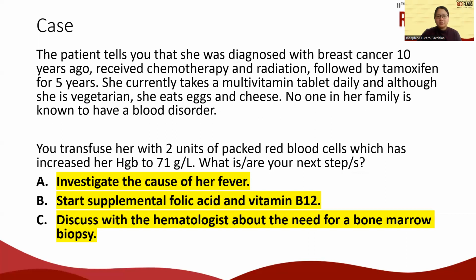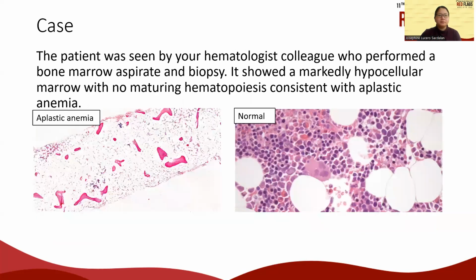All 3 are correct. While her neutropenia is not below 1,800, investigating the etiology of her fever is still important. Her folate and vitamin B12 are borderline low, and she would benefit from supplementation, but this would not fully explain her pancytopenia, and she would benefit from further workup, including a bone marrow aspirate and biopsy.